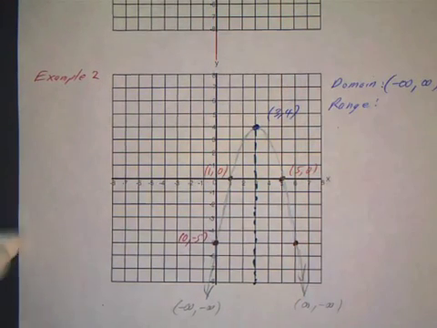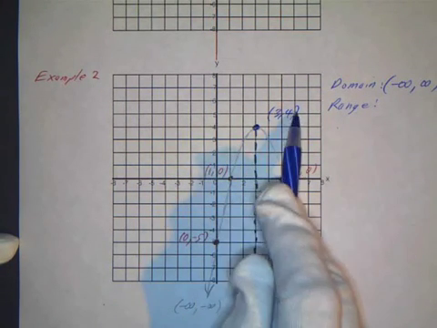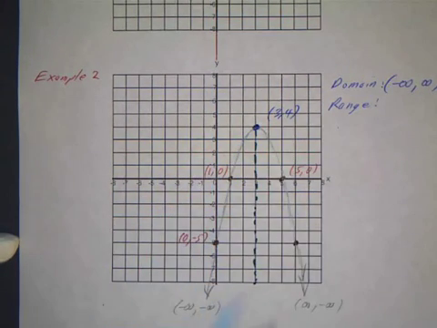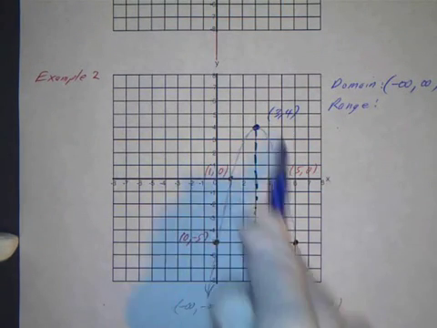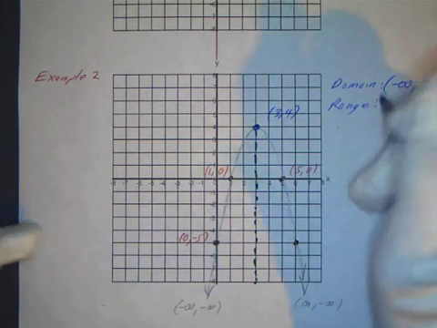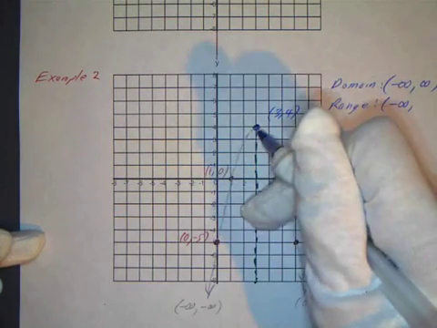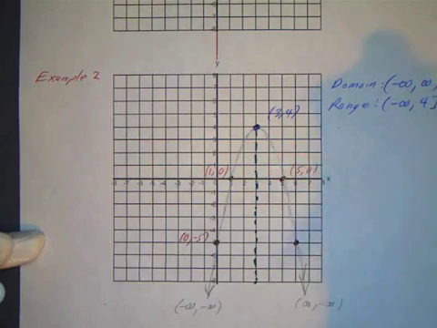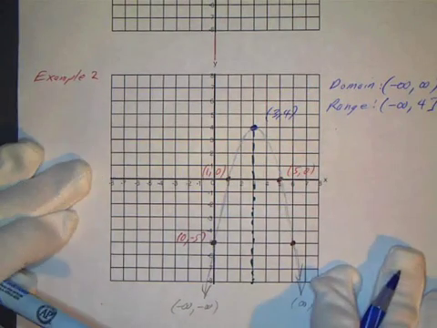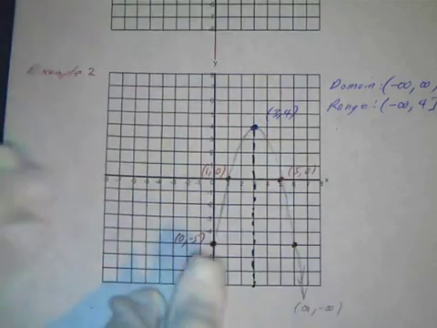And the range will be the y values. Now notice I'm going up to 4, but my left extreme is negative infinity. So I'm going from negative infinity up to 4. So in this case, the range is going to go from negative infinity, and it's going to go up to and including 4, the y value. And there you go. So there's your domain and range. Let me move this over a little bit. And now you got it.